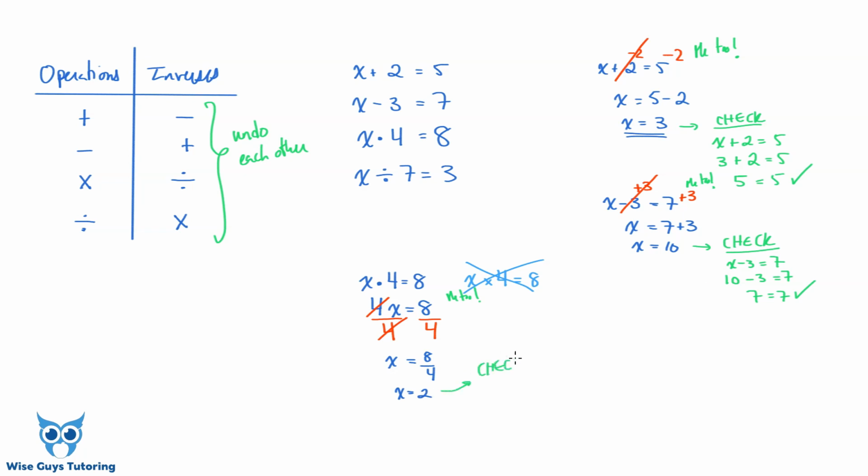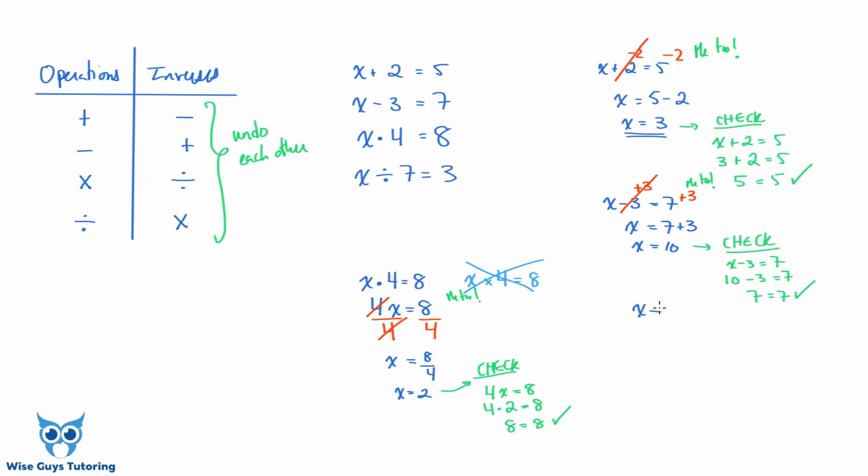Just a quick check. It doesn't hurt. It'll save you a lot of points, believe me, because you'll catch a lot of mistakes when you do this. So our original equation was 4x equals 8. And if I put my value of 2 in there, is it going to equate? Yes, it does. 8 equals 8. That's great. Boom. There you go.